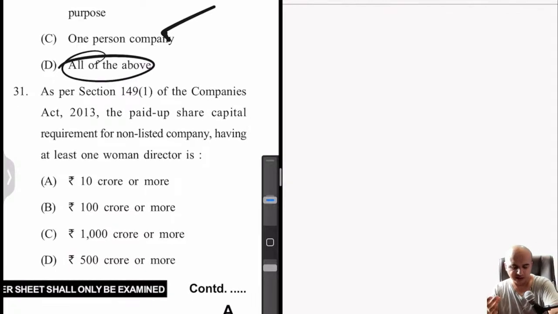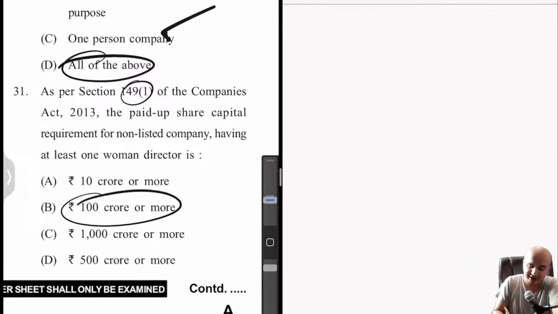Then again a theoretical question. As per section 149(1) of the Companies Act 2013, the paid up share capital requirement for a non-listed company having at least one woman director. Again, this is a fact-based question. In a fact-based question, there is no explanation as such. All you have to do is just remember. So according to this provision, you can look it up later on, 149(1) of the Companies Act, for a non-listed company. So when do we say that they should have at least one woman director? When the paid up share capital is 100 crores or more.